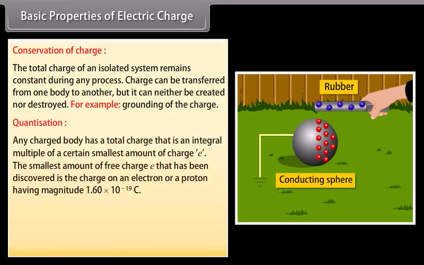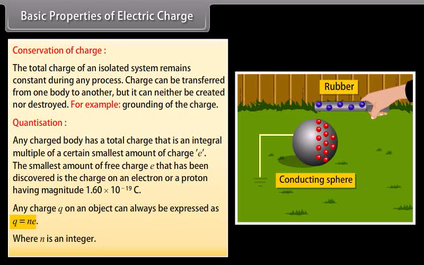Quantization. Any charged body has a total charge that is an integral multiple of a certain smallest amount of charge e. The smallest amount of free charge e that has been discovered is the charge on an electron or a proton having magnitude 1.60 × 10^-19 coulomb. Any charge Q on an object can always be expressed as Q = ne, where n is an integer.